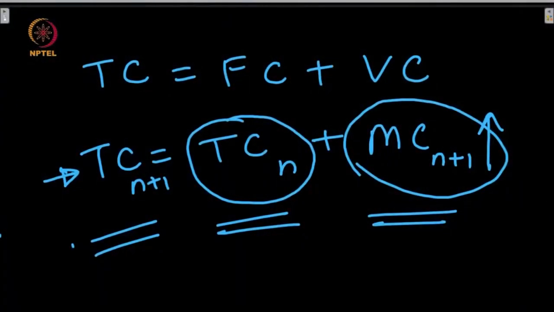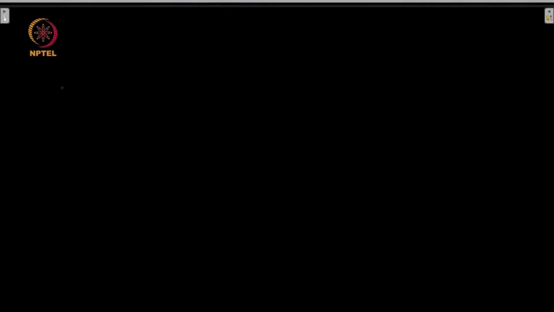Now, in the case of change in profit, what we are asking is, if one more item is being produced and sold, what is the change in the profit? So when one more item is sold, the revenue that the firm will be getting is the marginal revenue. But the cost of producing will be the marginal cost for that particular item.